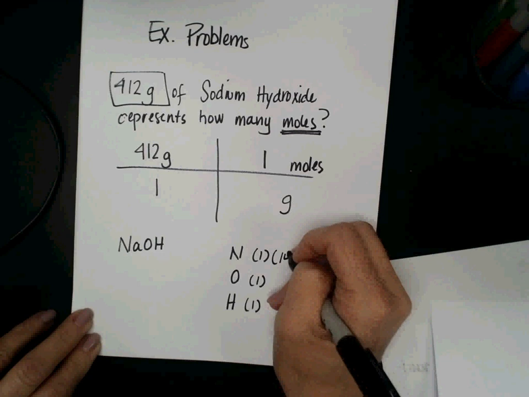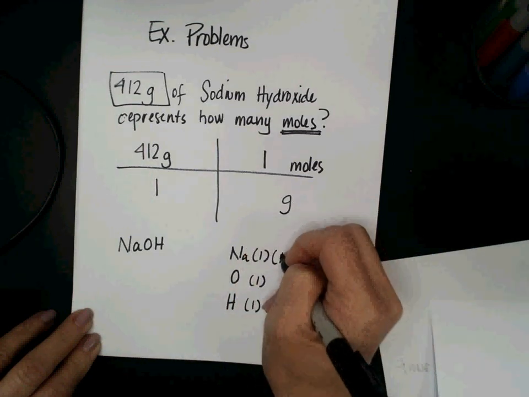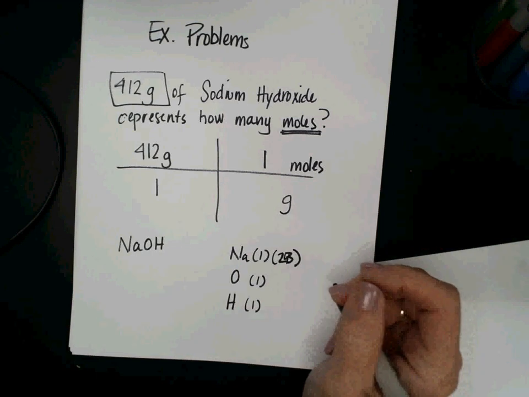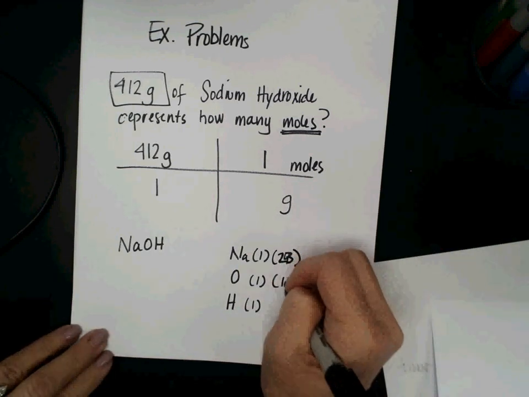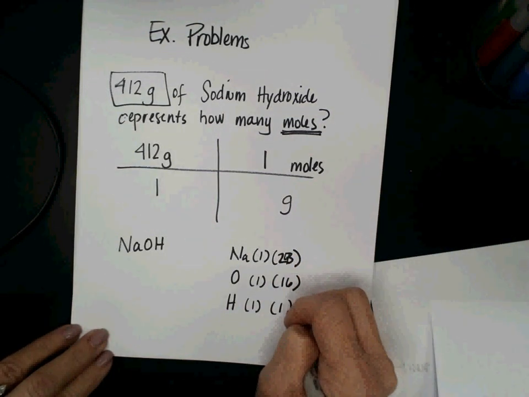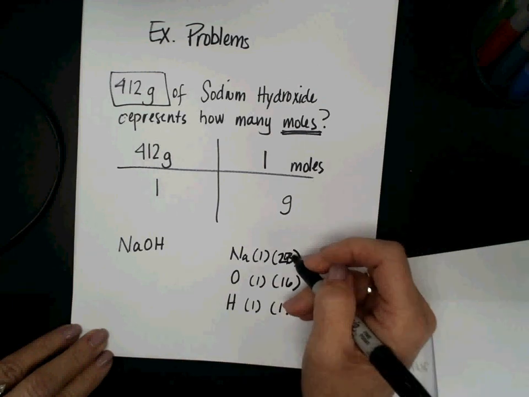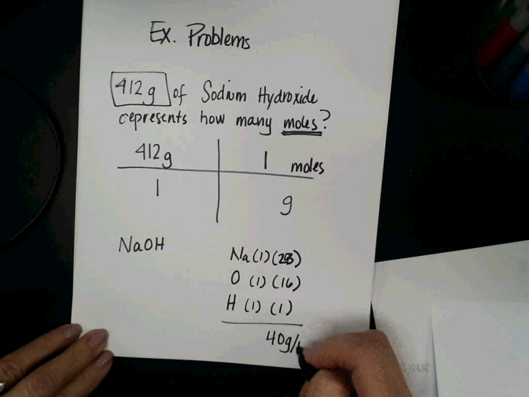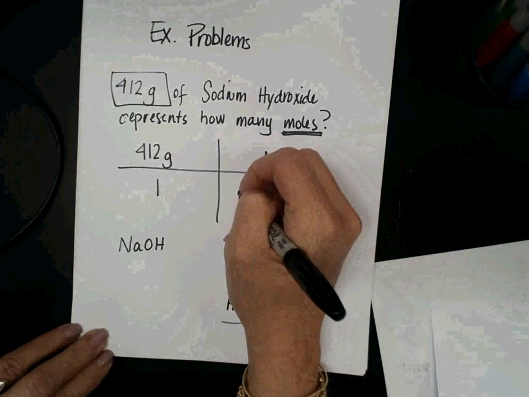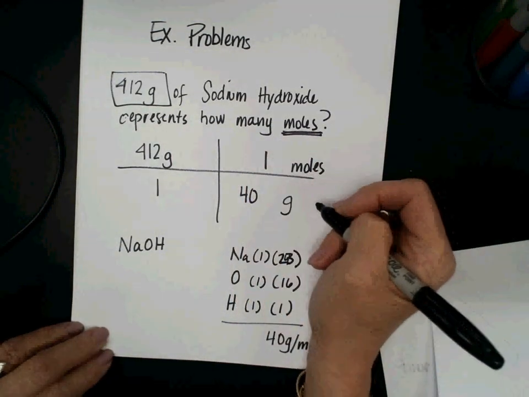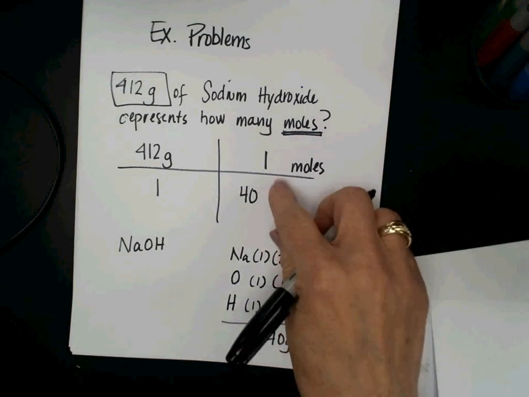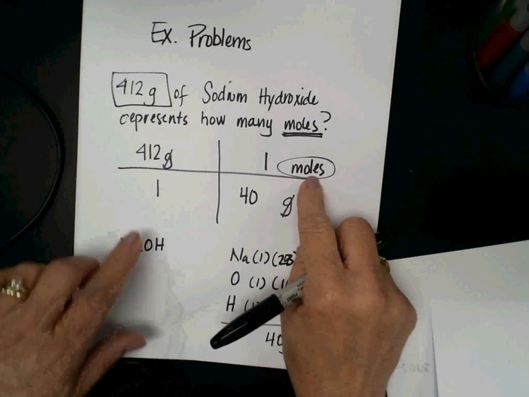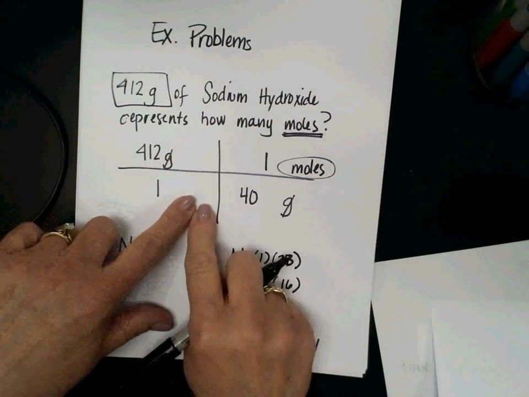I know the molar mass, check these, of sodium. I think it's 23, is that right? Will somebody check that? Okay. Oxygen is 16, and hydrogen is 1. So I have 40 grams per mole, which comes down here. 40 grams in 1 mole. My grams have canceled out. I'm in moles, which is where I want to be.